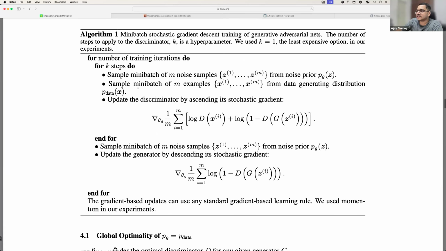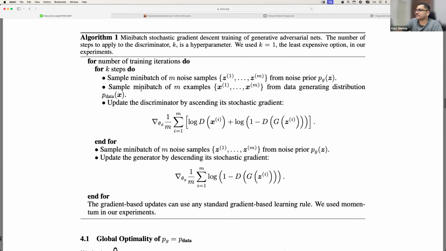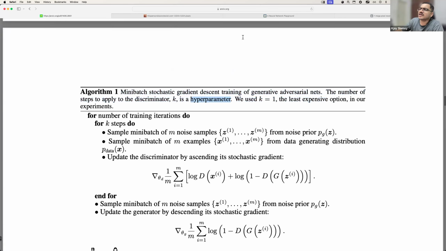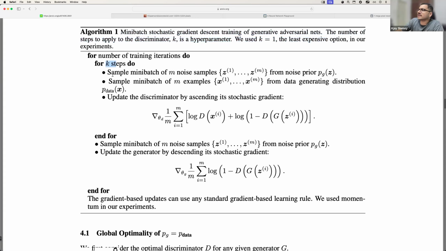We can look at the algorithm part of it. So notice what he says: minibatch, stochastic, and so on. The number of steps to apply to the discriminator is a hyperparameter. Meaning, do you alternate, or do you keep the discriminator fixed, update the generator multiple times and then update? A lot of those are engineering stuff. So let's read this.